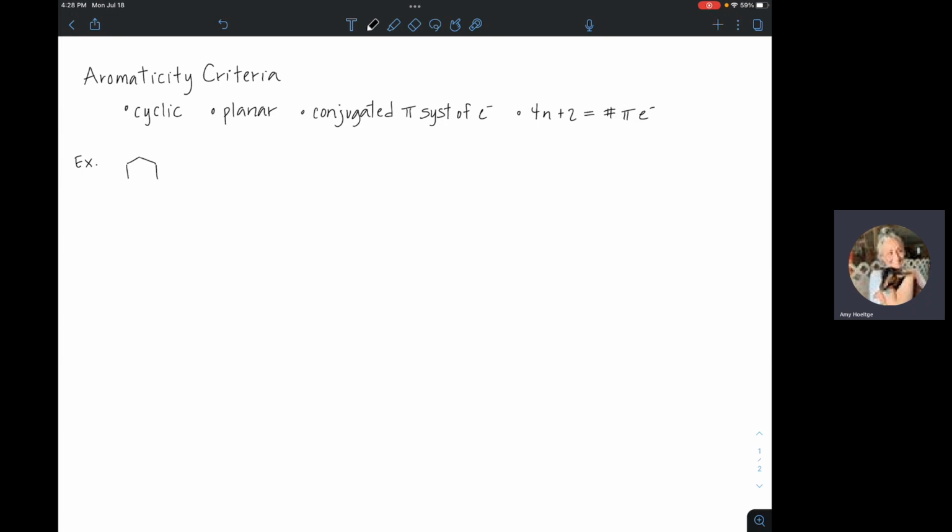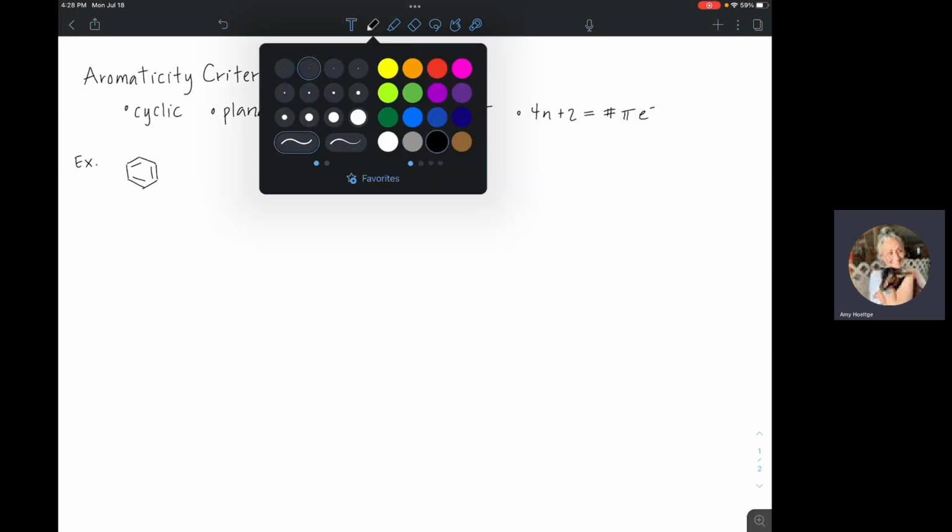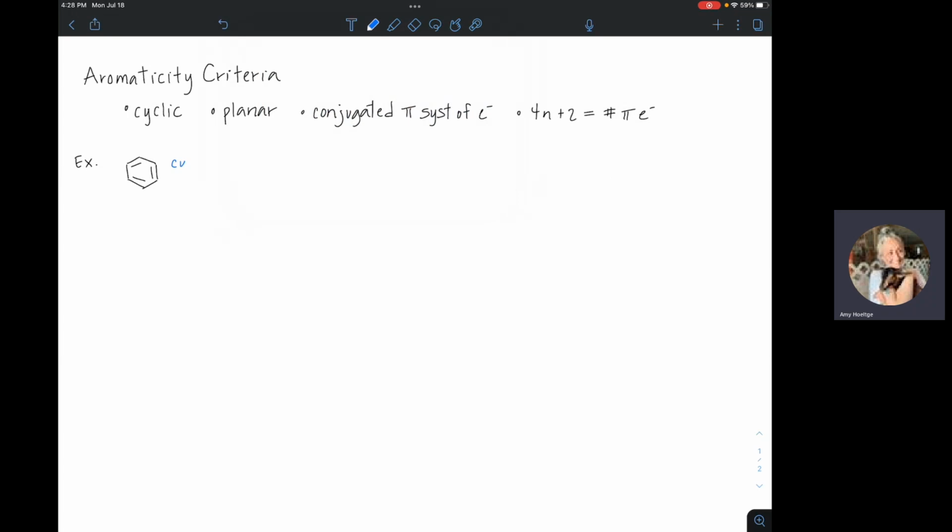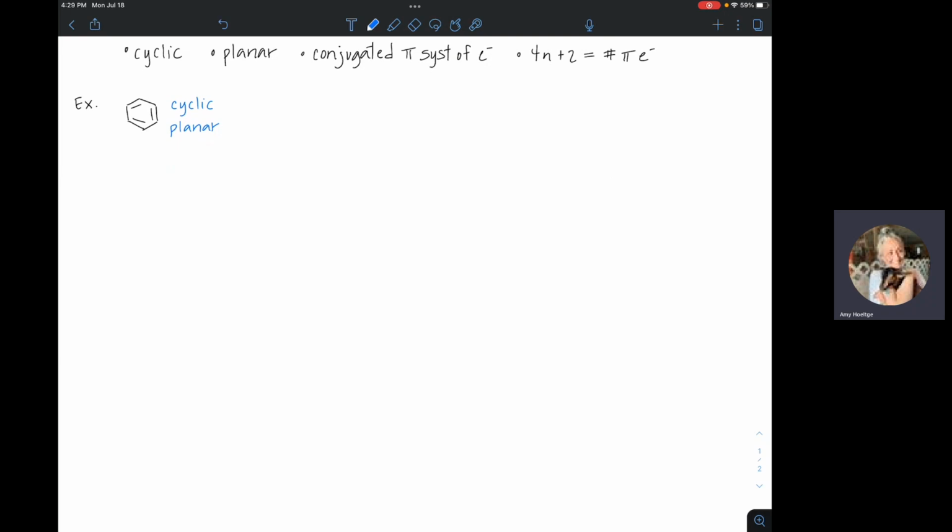So we draw out the line bond structure of benzene. We have a ring. Every other carbon-carbon bond is a double bond, which means we have an uninterrupted or a conjugated pi system. So let's just check off our list here. We are cyclic. It is a ring. It is planar. Each carbon is sp2 hybridized. There are no puckers, so we have a flat situation going on here. We have a conjugated pi system, so our pi cloud is uninterrupted.